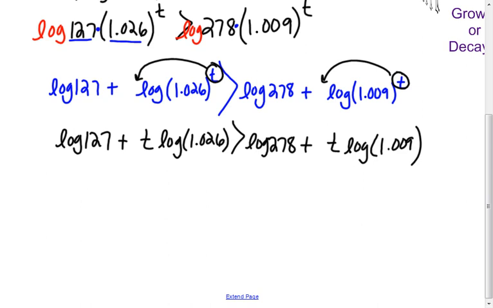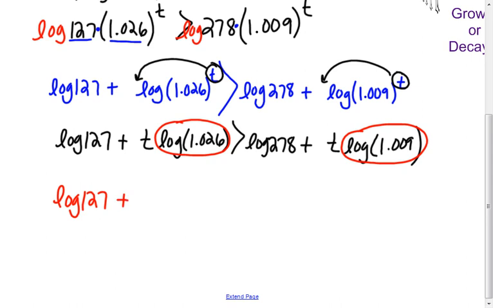All right, still some variables in here. I've got these t's, which is not helping me very much. At this point, what I want to do is get a number for this, a gross icky decimal, and I also want to get a number for this. I will leave this as log of 127 for right now, just so that I don't have so many icky decimals to work with. Then I'm going to type into my calculator log of 1.026. And when I do that, I will get about 0.01147. And then, of course, you have your t right there.